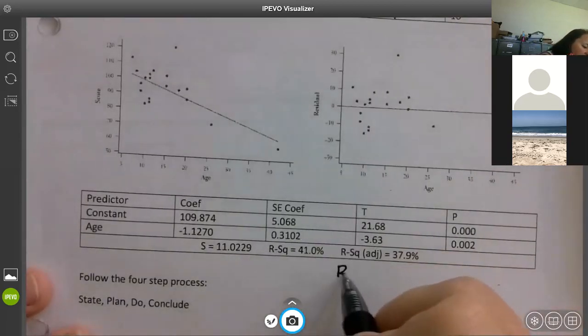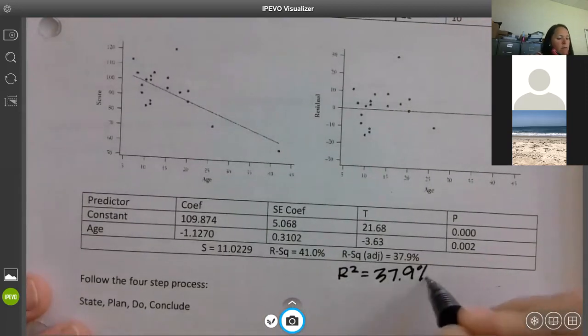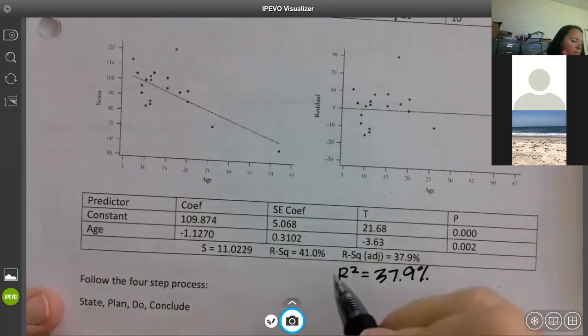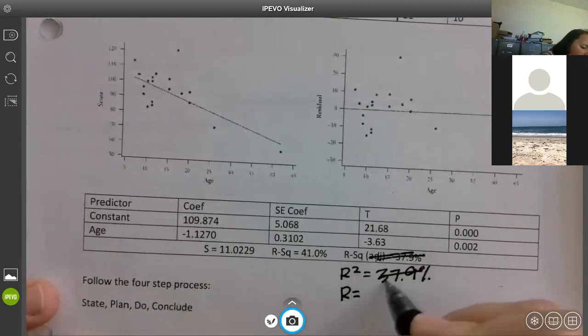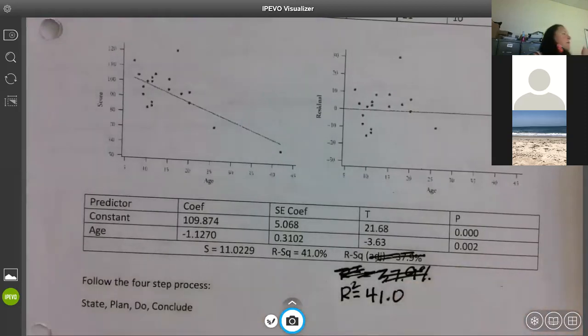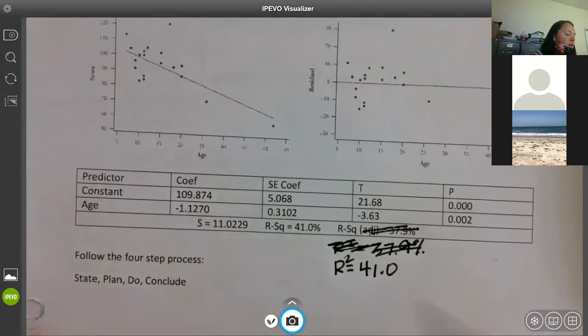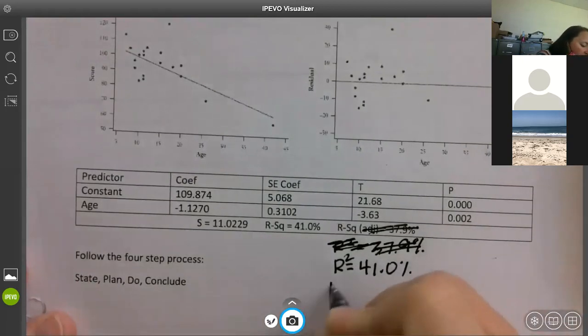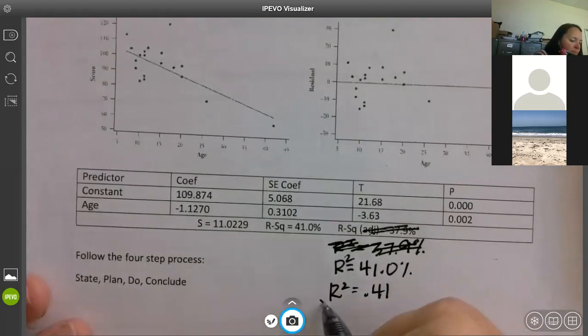So this is R squared. So if that's our R squared, what would our R be? I'm sorry, I didn't even mean to use that one. It's adjusted for any kind of discrepancies. No, I'm sorry. It was me. I told you, I've been doing this all day. So R squared is 41.0% or 0.41, right? So what would R be?